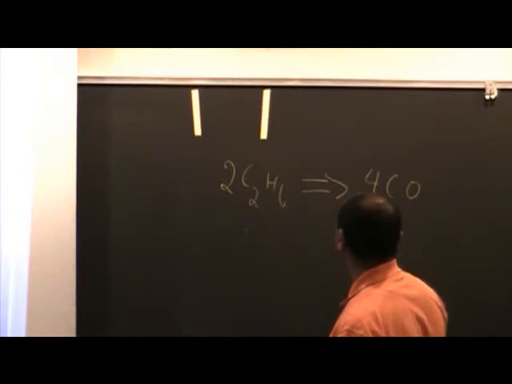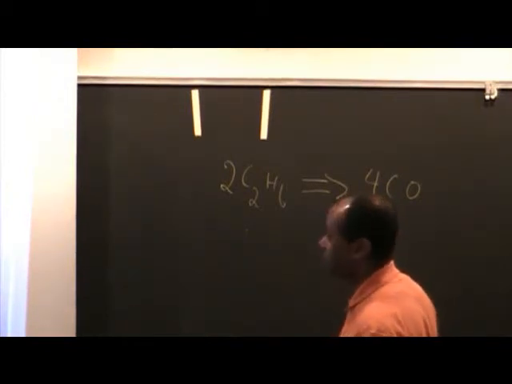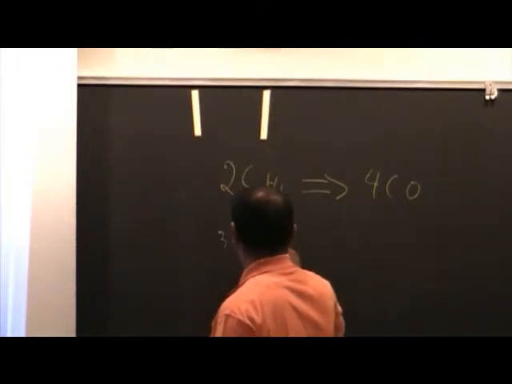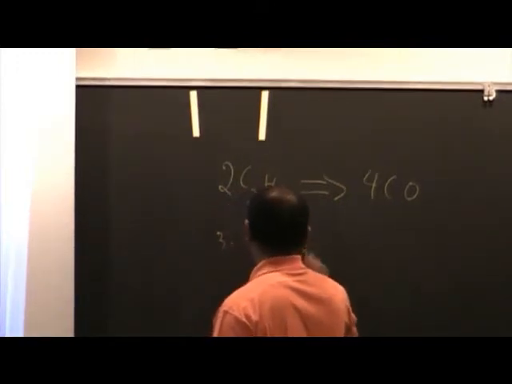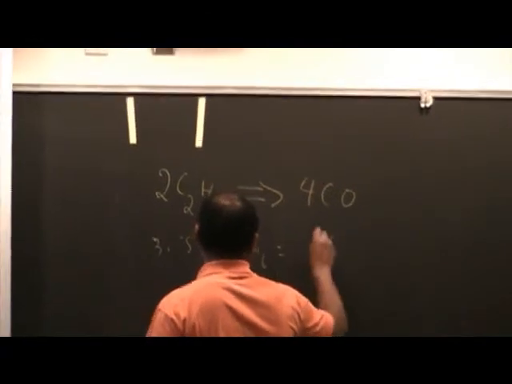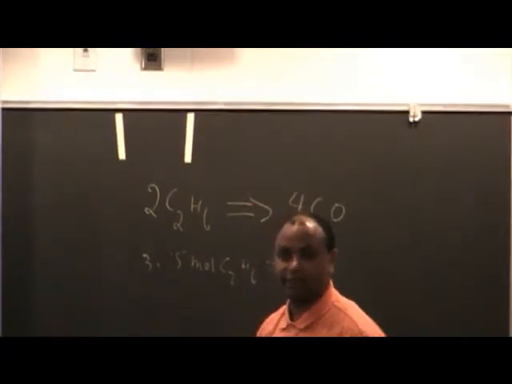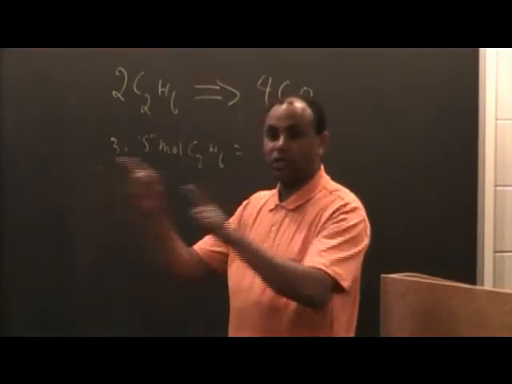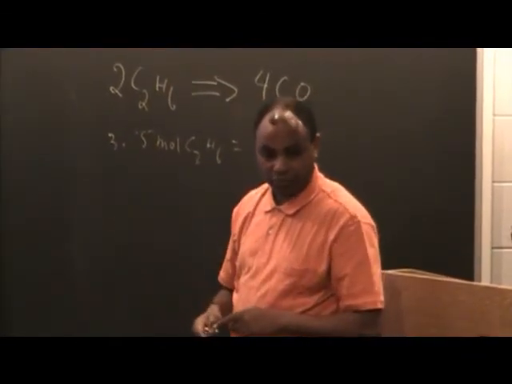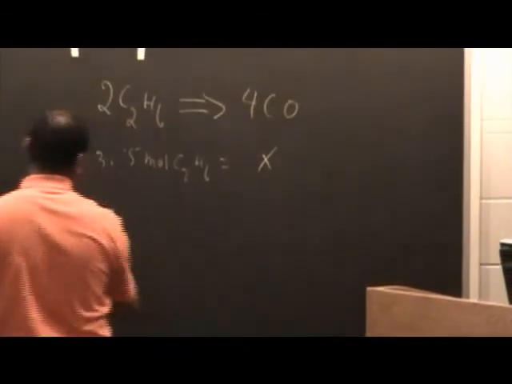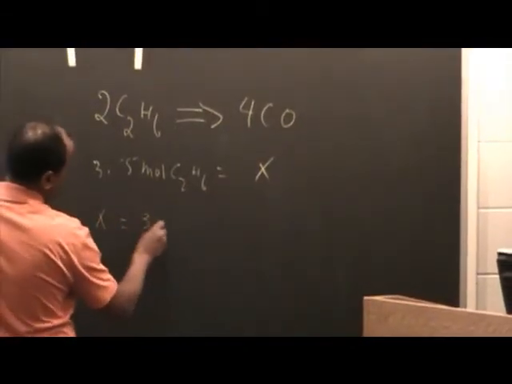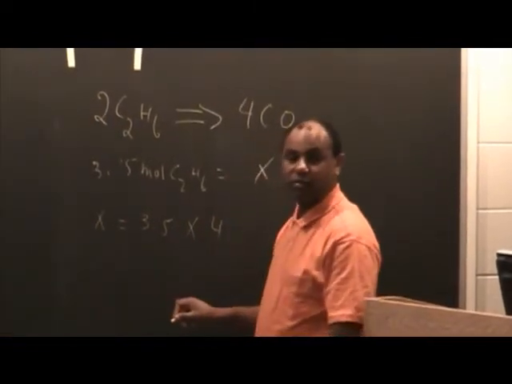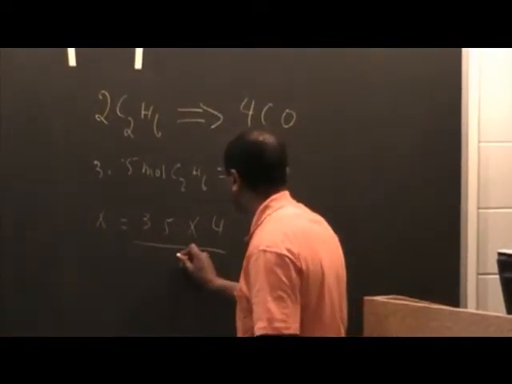2 moles of C2H6 provides you 4 moles of carbon monoxide. If I have 3.5 moles of C2H6, it provides me how many moles of carbon monoxide? We use crisscross. That means X will be 3.5 multiplied by 4 over 2.